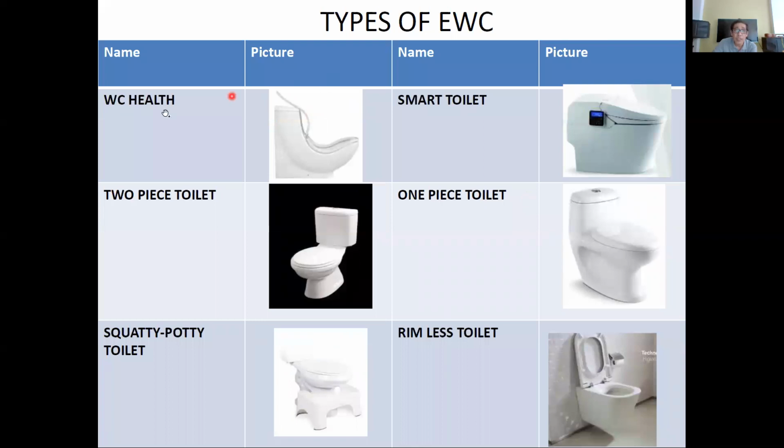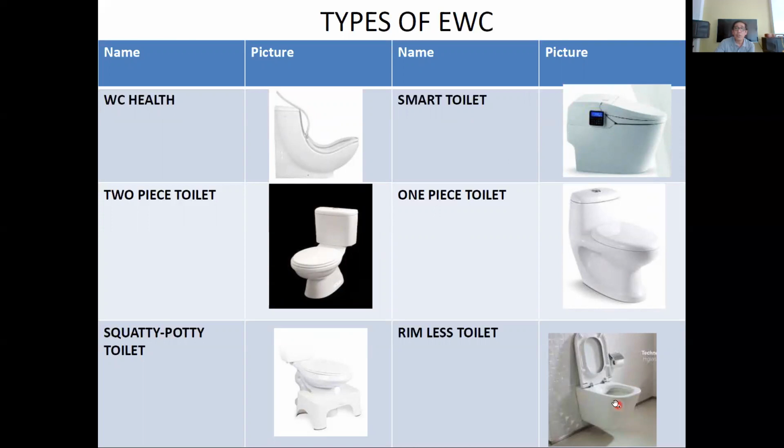This is the different types of water closet. As you can see, this is the WC Health. This is a smart toilet. This is a toilet that is common in Japan and Korea. This is a two-piece toilet. This is common in the Philippines. There is a tank at the back. This is a one-piece toilet. This is more expensive than the two-piece toilet.